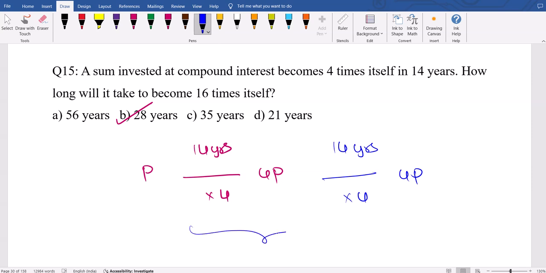Now it becomes entire 16 times. Into 4 means 4 into 4, 16. The time taken is 14 plus 14, 28 years only. Every 14 years, the amount becomes 4 times. So if you want 16 times, you need to spend another 14 years extra. So 28 is the answer. Option B is correct. No need to memorize any other formulas.